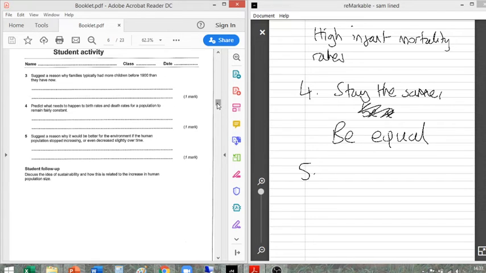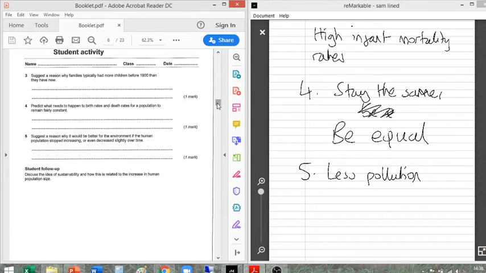Question 5. Suggest a reason why it would be better for the environment if the human population stopped increasing or even decreased slightly over time. Again, in the current climate of coronavirus, maybe not the right question to ask. But any reasonable suggestion, so maybe if there's less people, we're going to use less resources, therefore make less pollution. We're going to burn less fossil fuels because we're going to need less energy. It's going to mean that less plastic is going to go to our oceans. Key idea is there's going to be less pollution.